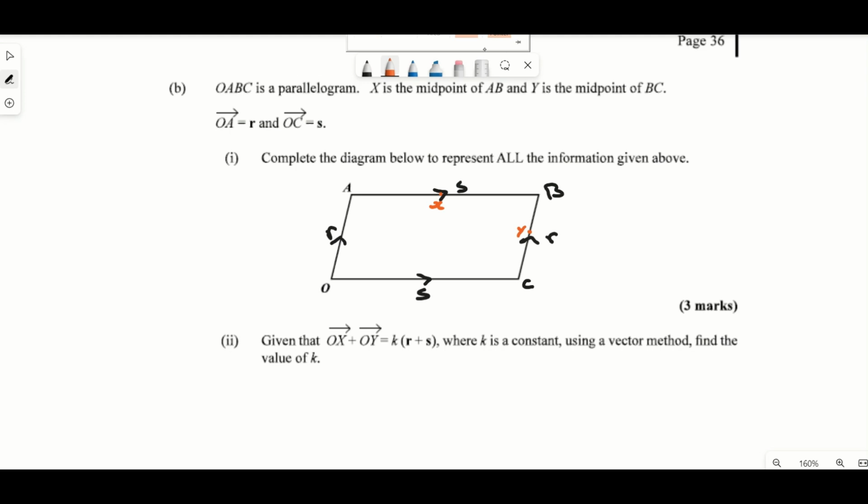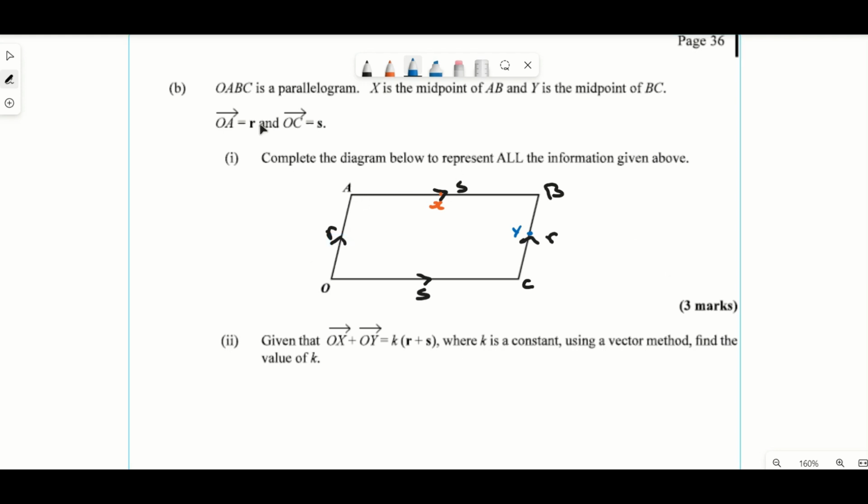This looks a little bit off, hold on, I'll do it in blue. It's somewhere more around this area here. I'm just estimating, guys, but when you have your ruler, you'll measure. The middle is where X is and where Y is. Complete the diagram below to represent all the information given above, and that is it.